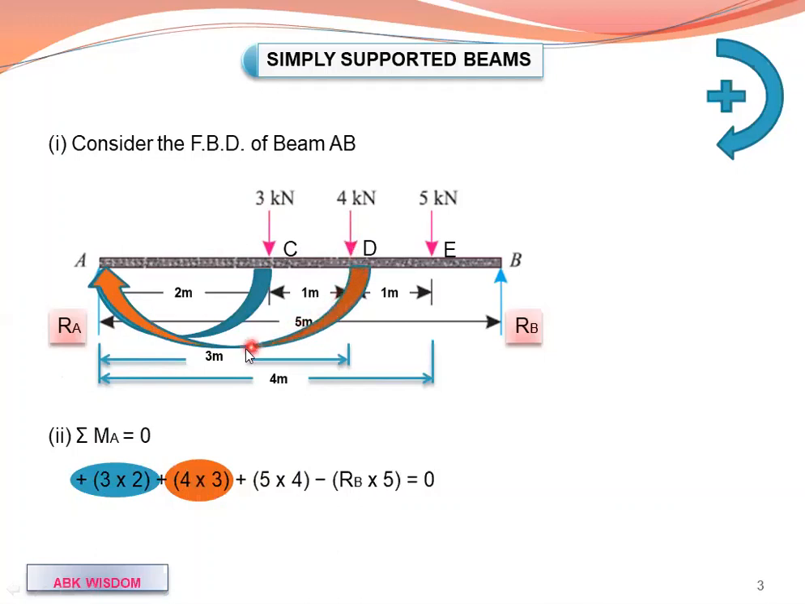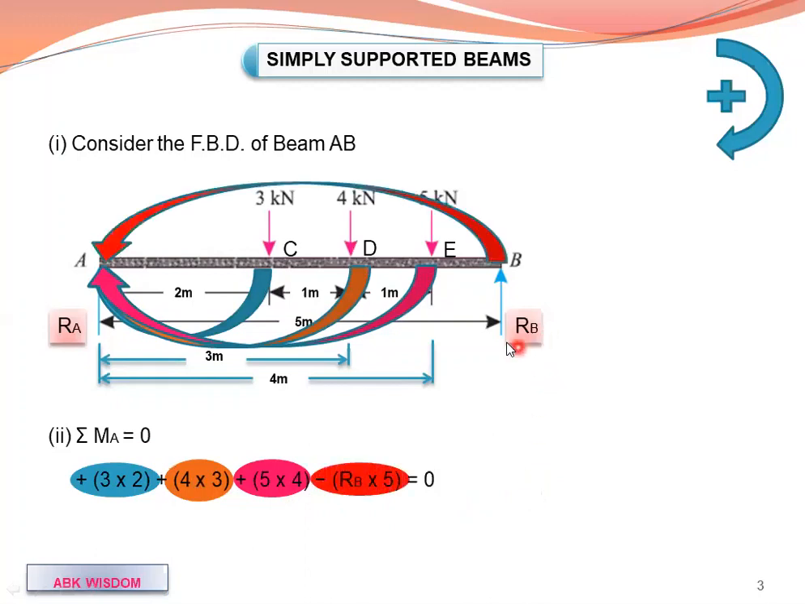second force 4 kilonewton is also acting in the direction of clockwise. So therefore plus 4 into 3. 4 is the magnitude of the force and 3 is the perpendicular distance from D to A. Similarly, this 5 kilonewton force is also making a clockwise moment, hence plus 5 into 4.